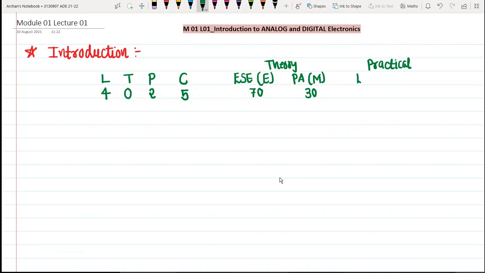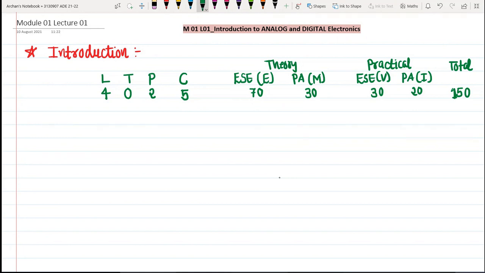Similarly, we will have a practical portion. In that, the end semester exam, which is an external viva, comprises 30 marks, and the internal viva, which is also known as progressive assessment, will have 20 marks. So the total weightage of this particular subject is 150 per semester. You need to score out of 150 for this subject.